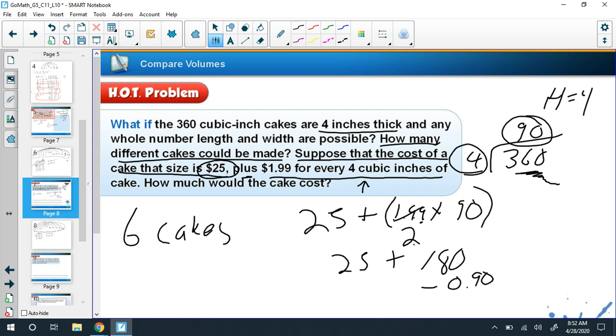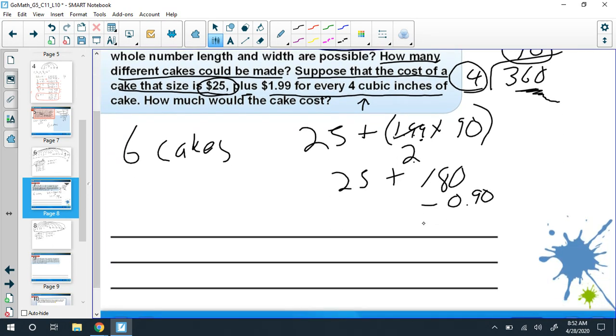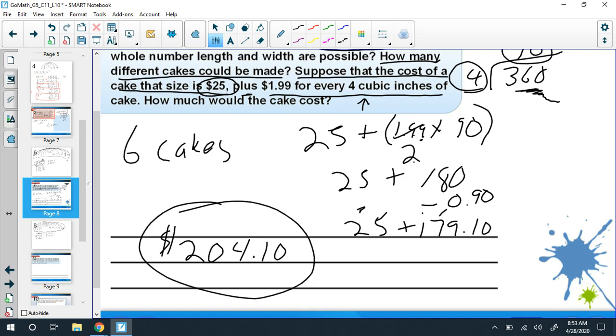So instead of it being 180 plus 25, it would be 179 and 10 cents plus 25, right? So the 10 cents part's not going to change because we don't have any other decimals. 9 plus 5 is 14. 7 plus 1 plus 2 is 10, right? I'm sorry, not that part. 1 plus 1 is 2. So the total cost of any of these cakes would be $204.10.